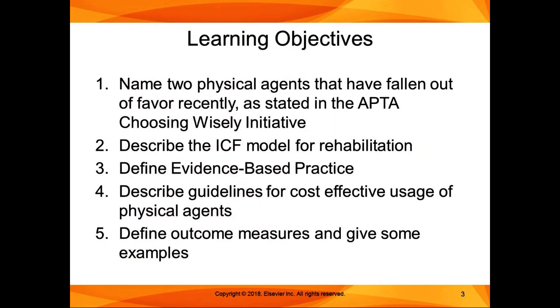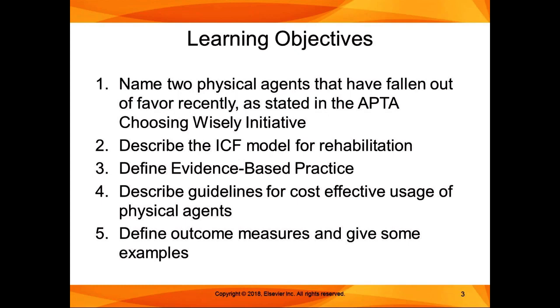So the learning objectives that I have for you for this lecture are, I want you to be able to name 2 physical agents that have fallen out of favor recently, as stated in the APTA Choosing Wisely initiative, which is quoted in chapter 2. I want you to briefly be able to describe the ICF model for rehabilitation. I want you to define evidence-based practice. And I want you to describe guidelines for cost-effective usage of physical agents.